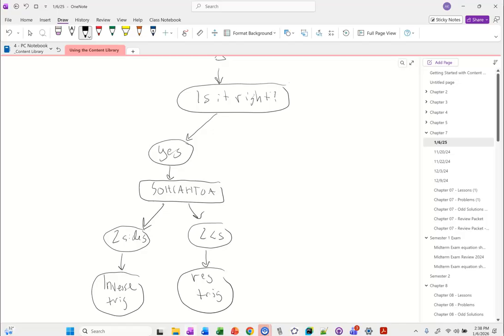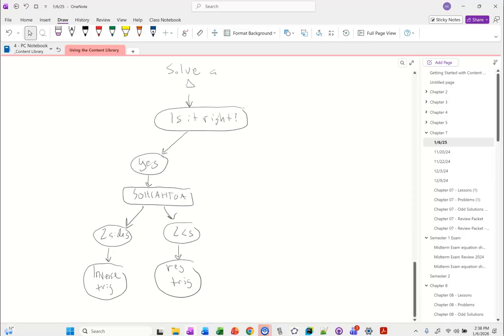Okay, so the first situation we looked at: is it a right triangle? The answer is yes, we're just using SOHCAHTOA. If we have two sides given to us, we're going to use the inverse trig functions to solve. If we have two angles, we just use the regular trig functions to solve. Does everybody feel okay there?